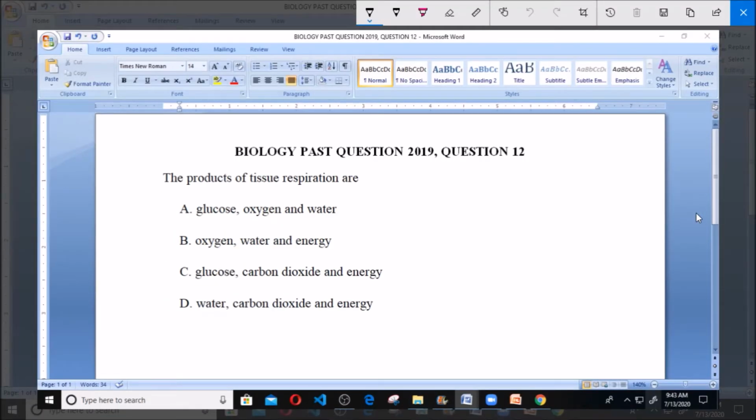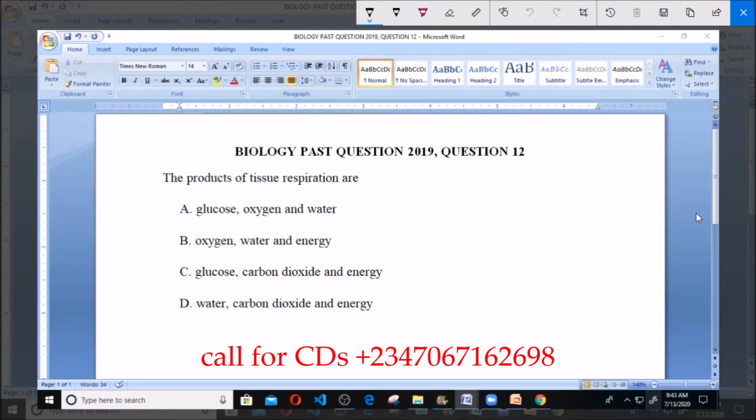Today we're dealing with biology past question 2019 and we're working on question 12. The products of tissue respiration are: A. Glucose, oxygen and water; B. Oxygen, water and energy; C. Glucose, carbon dioxide and energy; D. Water, carbon dioxide and energy.